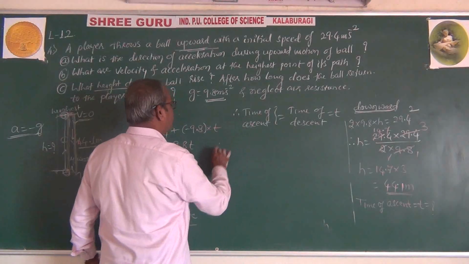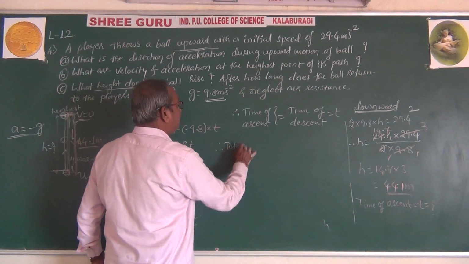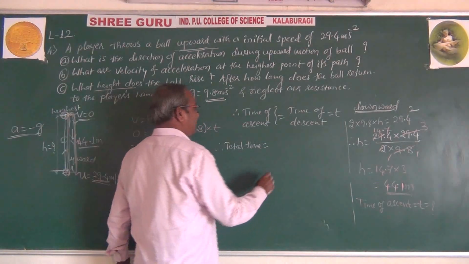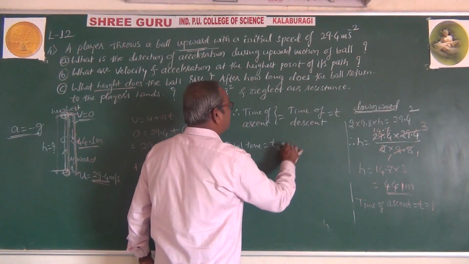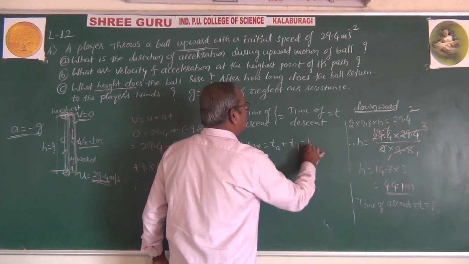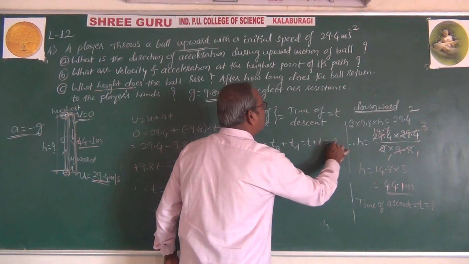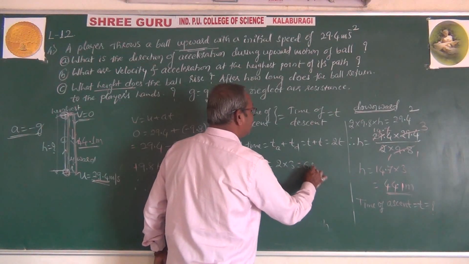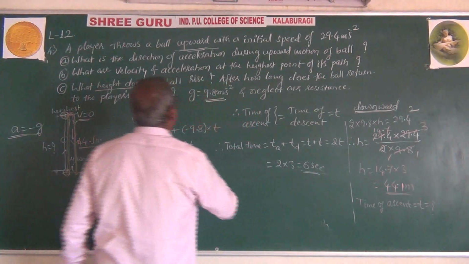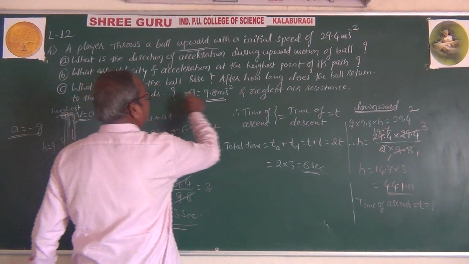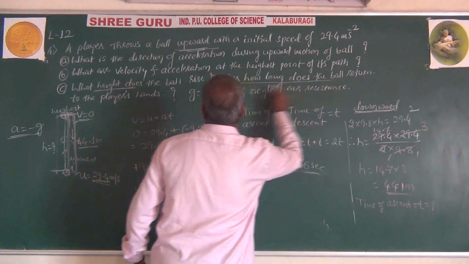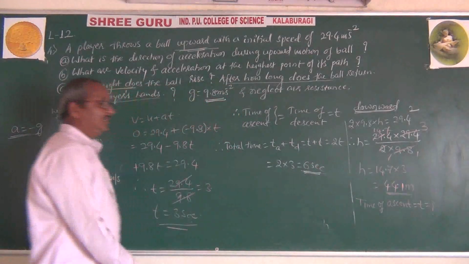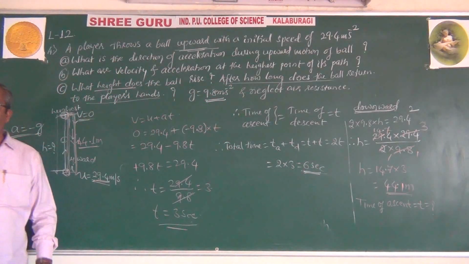Therefore, total time equal to time of ascent plus time of descent equal to t plus t, which is 2t. This is 2 into t. See here, after how long does the ball return to the player's hands? After 6 seconds, the ball will return to the player's hand.